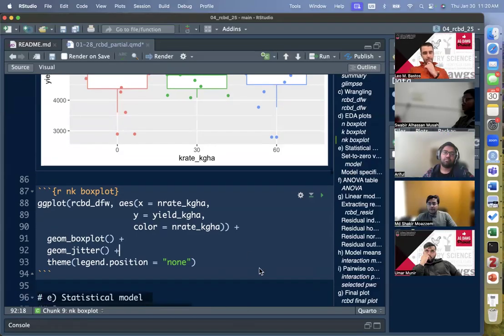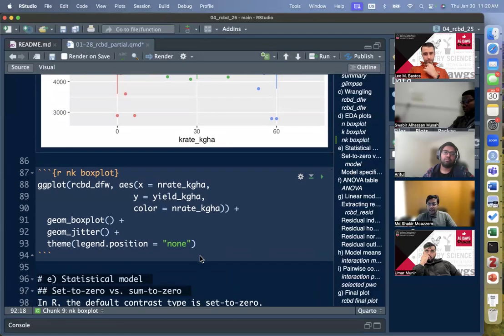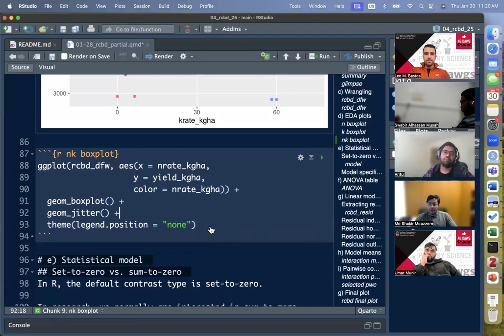So one way would be to do a line chart where we would see if the lines intersect or not. If the lines are intersecting, maybe we can deduce that there might be an interaction. If the lines are parallel, then that would indicate there's no interaction.